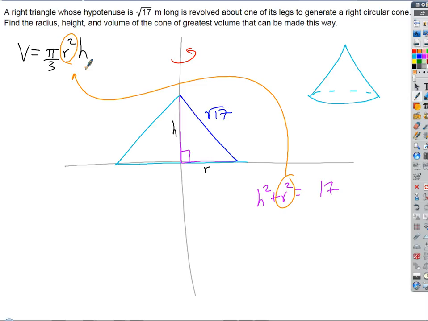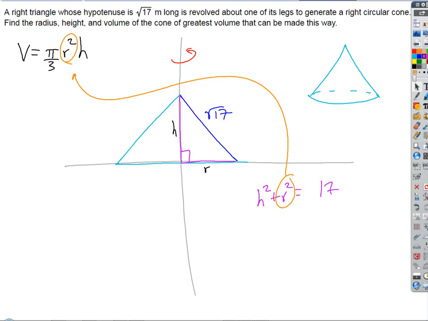Stuff like that makes a difference too. Anybody can make a mistake when you're doing a hard derivative. Right, that's just human nature. People are going to make mistakes, so make it as easy as you can. r squared equals 17 minus h squared. See, that's a lot better.